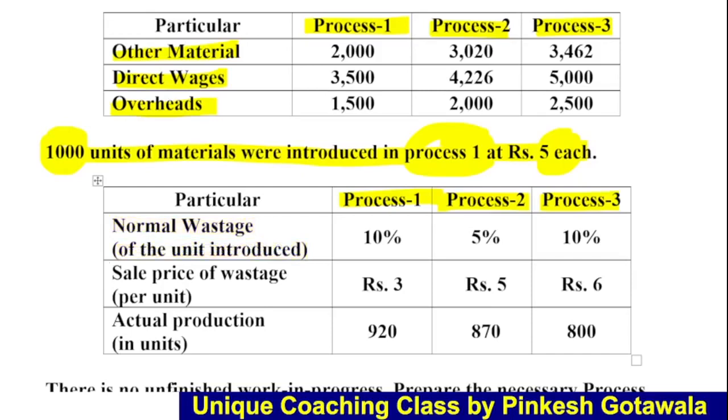Then they give the sales price of wastage, because we know that this normal wastage, we sell it. So here they give the sell price of that wastage per unit: rupees 3, 5 and 6. Then actual production in units: 920, 870 and 800. So they give production also. It will be useful to calculate abnormal loss or gain as we learned in the previous video.